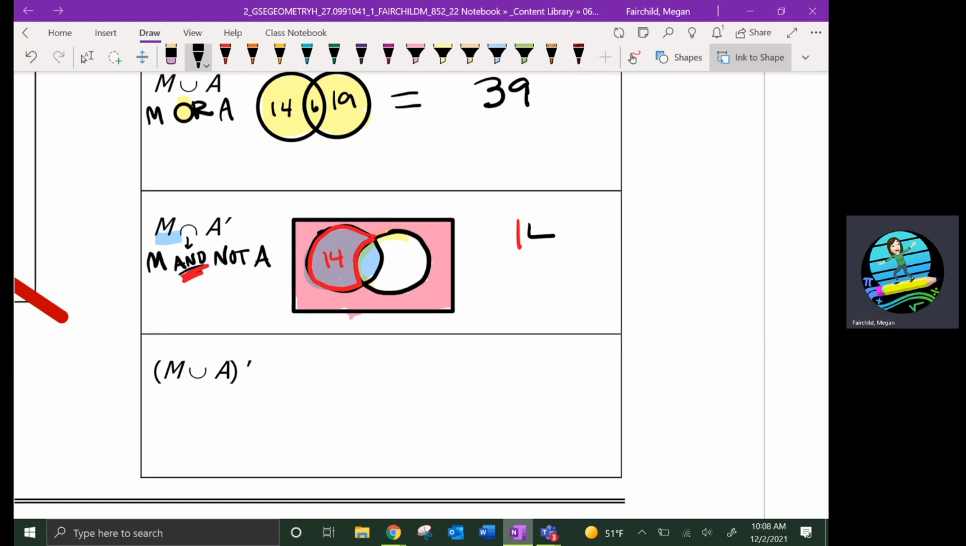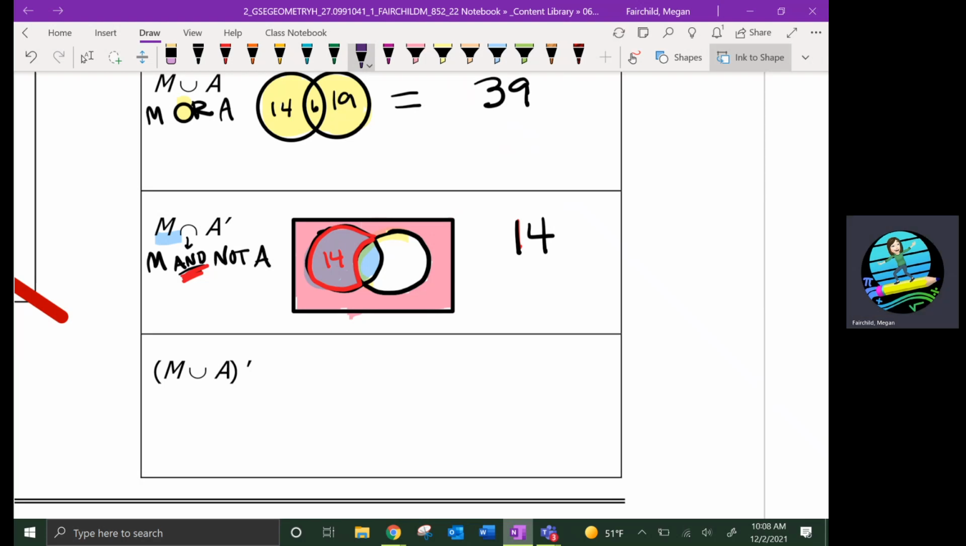So you don't have the 11? No, because it says intersection, because it's "and." So it's where they overlap. It's where the blue and the pink overlapped. It made the purple. Okay. So you're looking for that overlapping part.